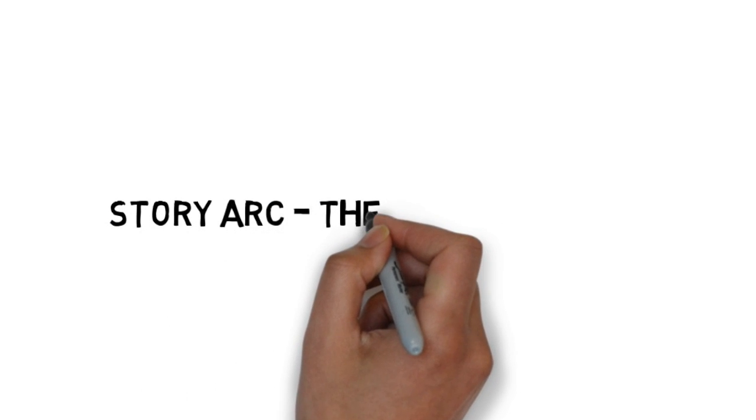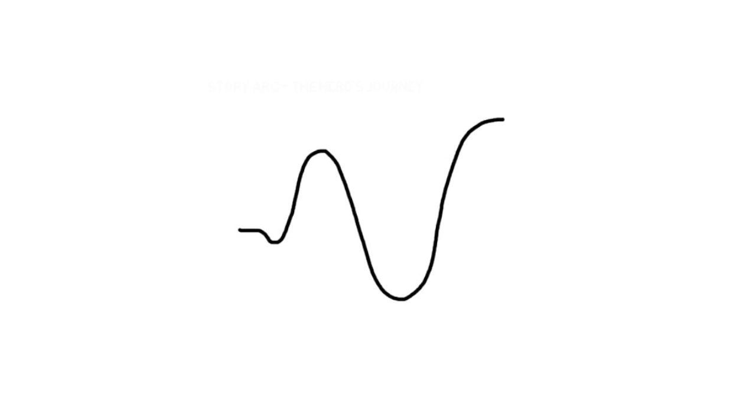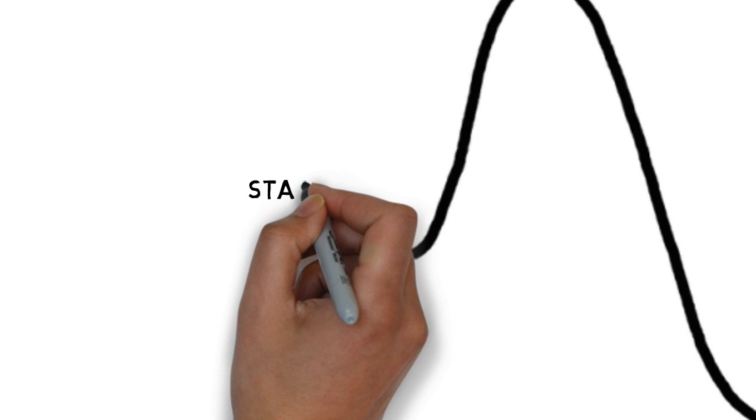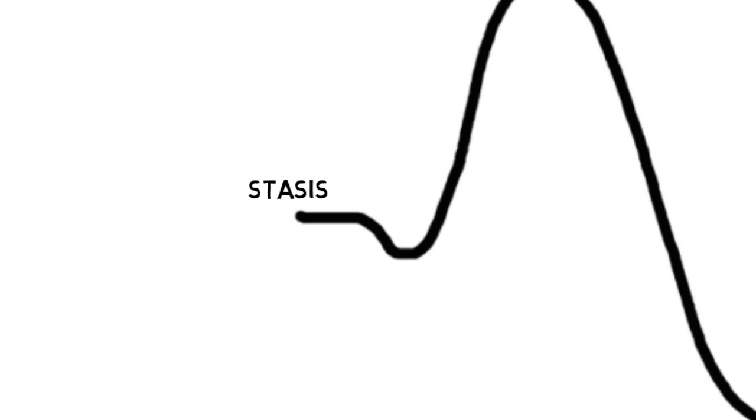This exercise uses a story arc, which is sometimes referred to as the hero's journey, and for our purposes a story arc looks like this. We meet our hero in stasis, which is like once upon a time. It's usually a dull place where nothing much is happening.